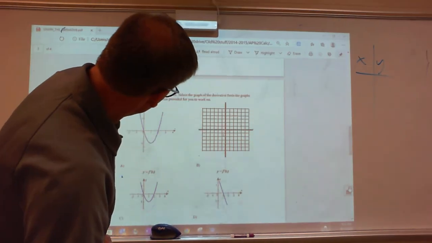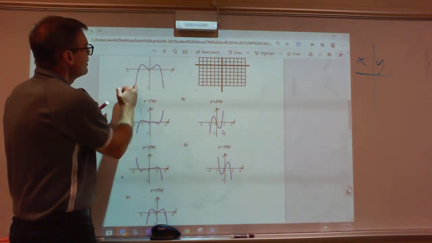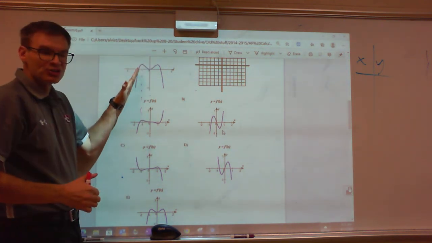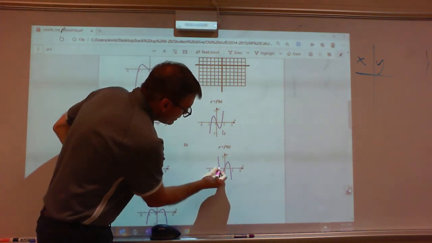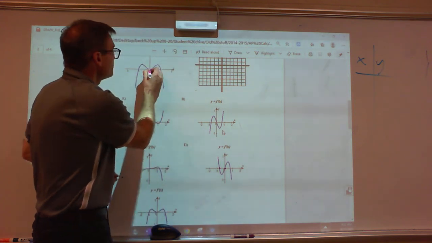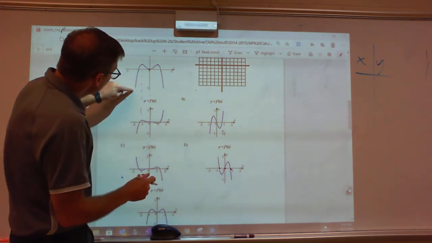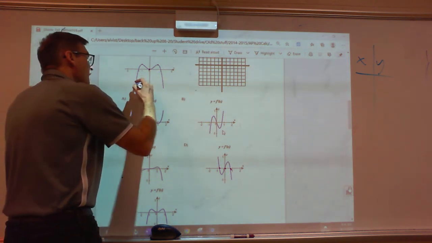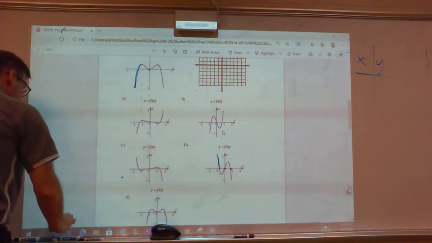Why isn't it C? So, the graph of the derivative, because it's increasing from here to here, the derivative has to be above the x-axis. Anytime a function is increasing, the derivative has to be above the x-axis. And if you look, this 0 corresponds to this flat spot, this 0 corresponds to this flat spot, this 0 corresponds to this flat spot. And see how this is increasing? Here, color code it. This is increasing corresponds to this being above the x-axis.